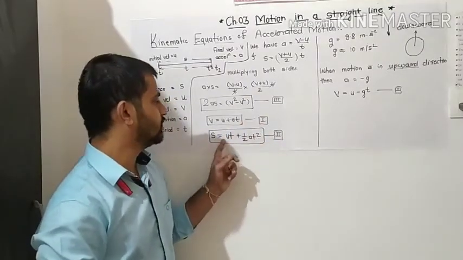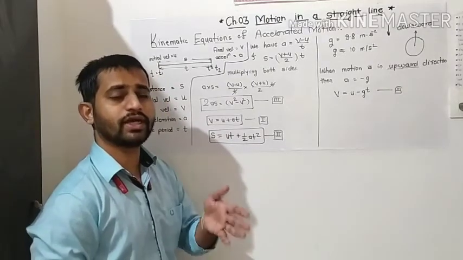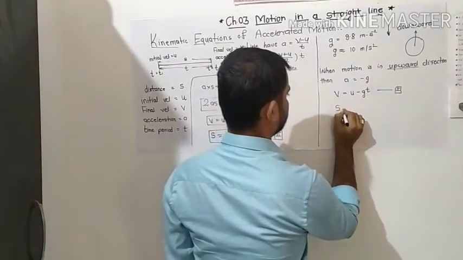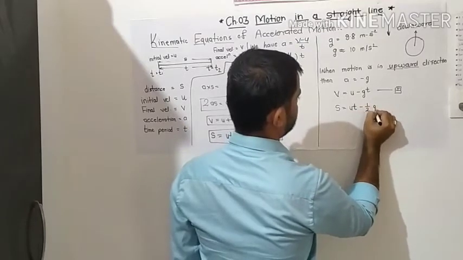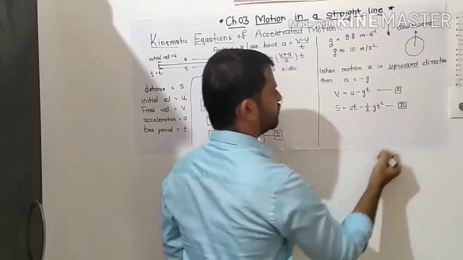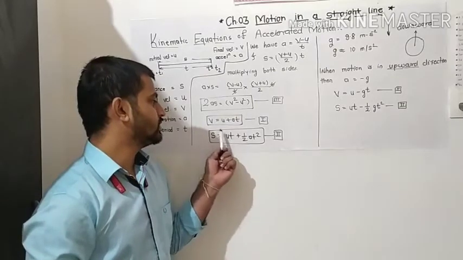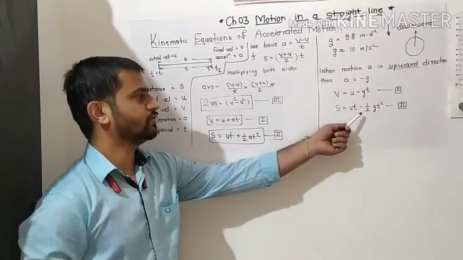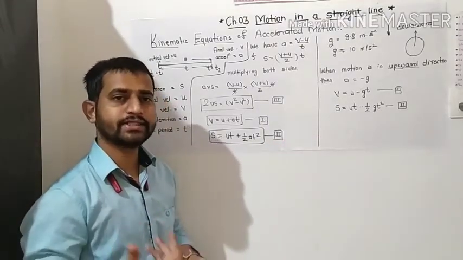Now the second equation is s = ut + 1/2 at². In this case also we put a = −g. Then our equation becomes s = ut − 1/2 gt². We just have to replace a by −g.